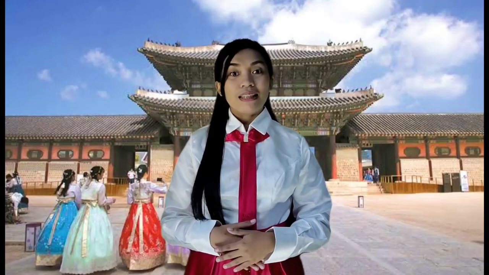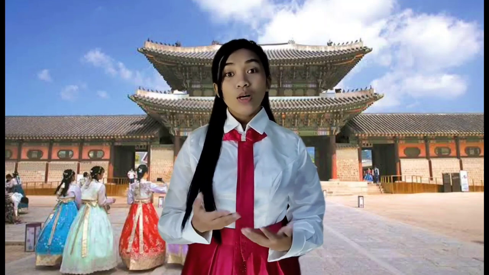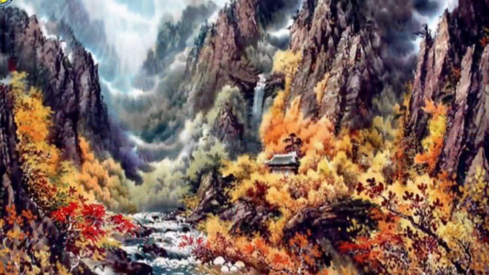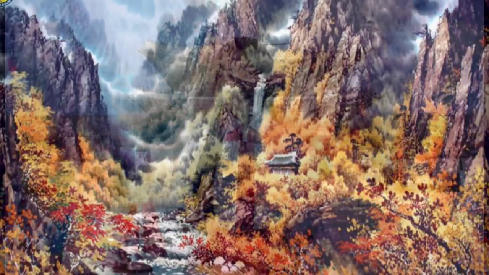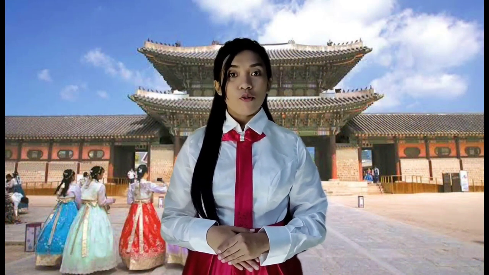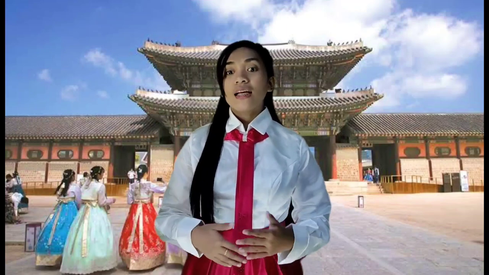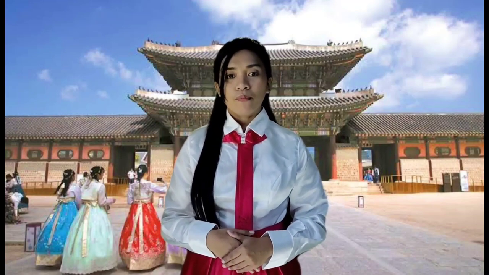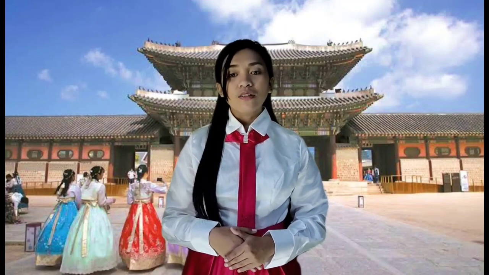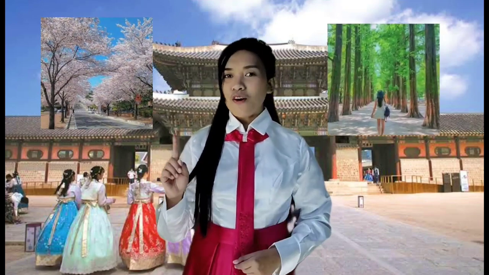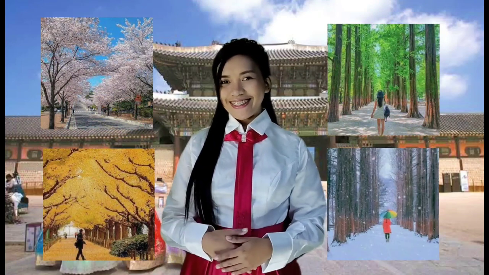Let us examine this Korean painting. What is the subject that is being portrayed? Yes, this Korean painting portrays the four gracious plants, which is the plum blossom, orchids, chrysanthemums, and bamboo, which represent the country's four seasons, the spring, summer, fall, and winter.